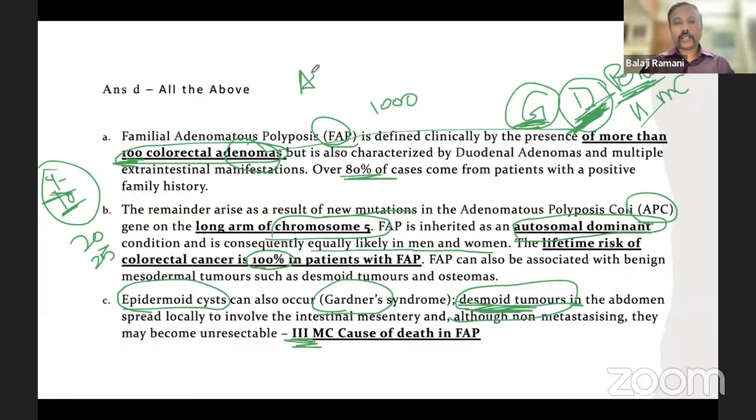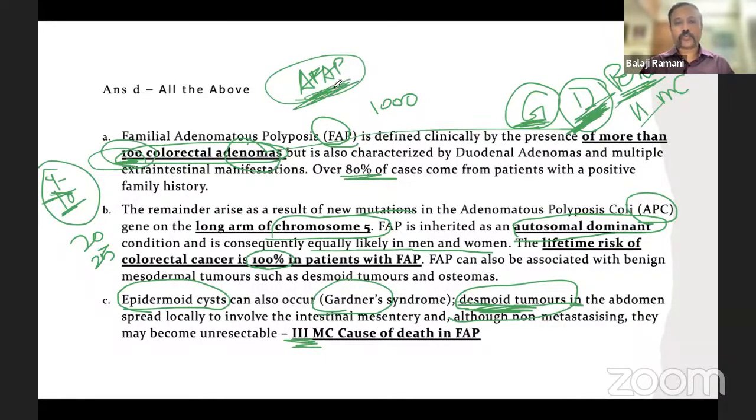One other variant is known as AFAP, attenuated FAP, where the number of polyps will usually be less than 100. So instead of having 100 colorectal adenomas, they will have less than 100 colorectal adenomas. All this depends on which location of the APC gene is involved. So based on that, the variation in the presentation can be there, and the phenotypical variation can be there based on the genotypical level of mutation.